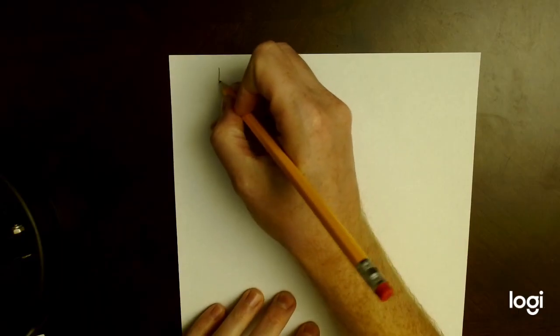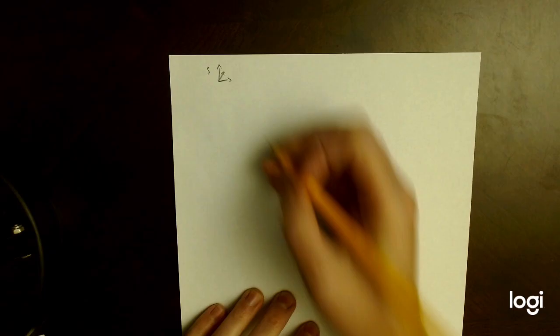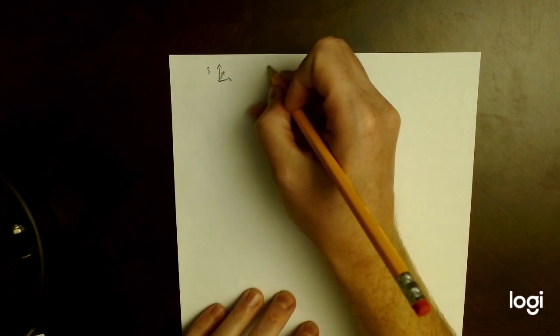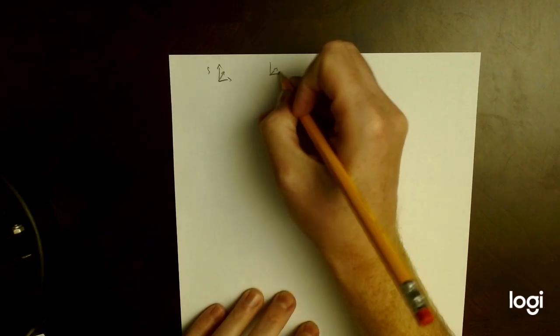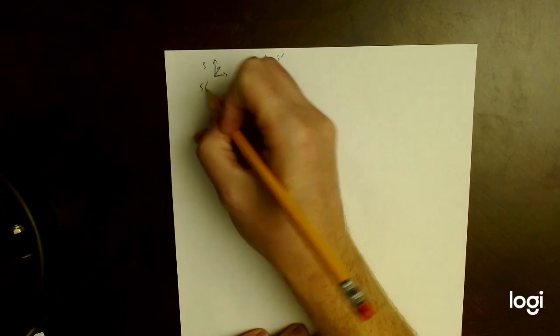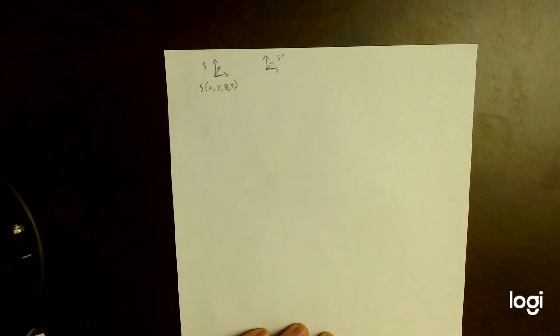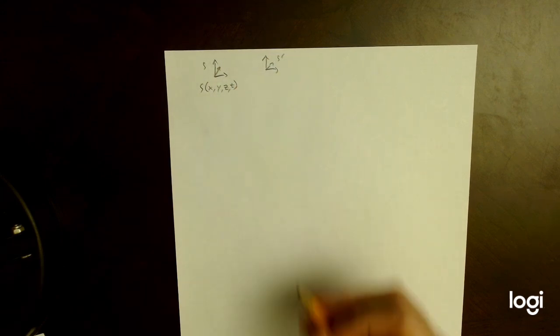Hi, I wanted to do a quick derivation of the Lorentz transformations that we've been talking about with relativity. And as just a reminder, this is a set of transformations from one frame that I'll call the S frame to another frame that I'll call the S prime frame. And in the S frame, we have coordinates x, y, z, t, describing any position and time.